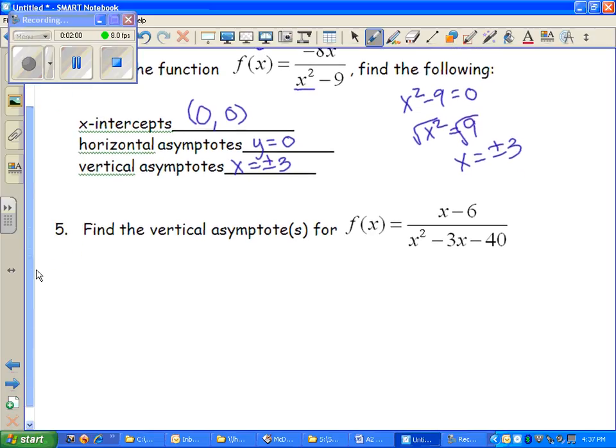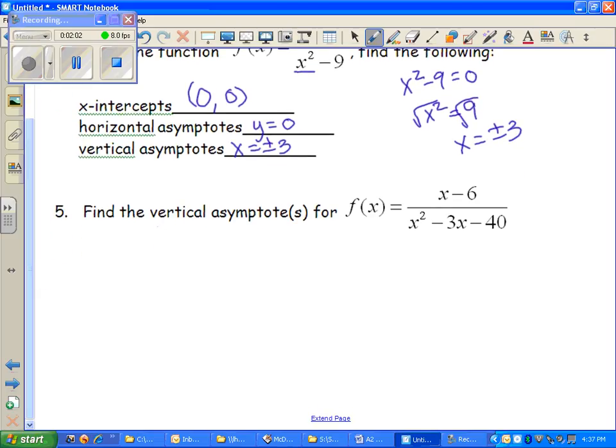For number 5, we're going to pretty much do the same thing, except we only want the vertical asymptotes. So we're going to set the denominator equal to 0. So that's going to be x squared minus 3x minus 40 equals 0. I need to factor this, so I need factors of 40.